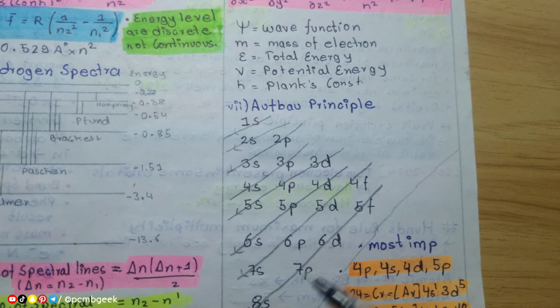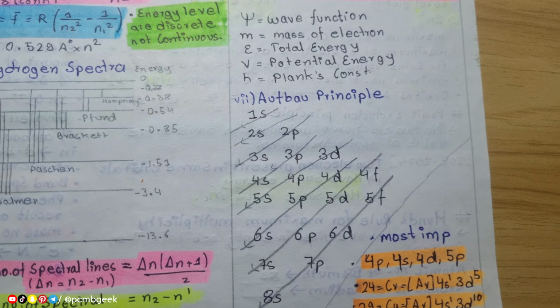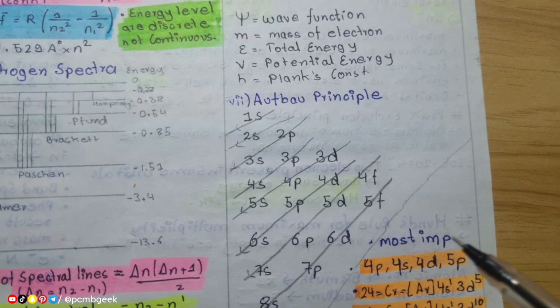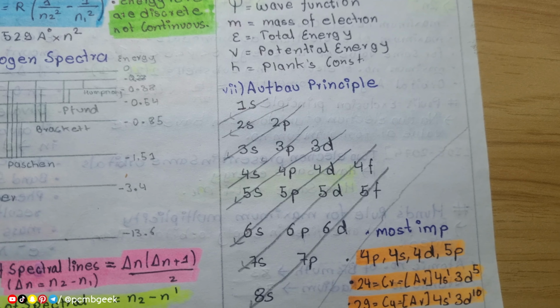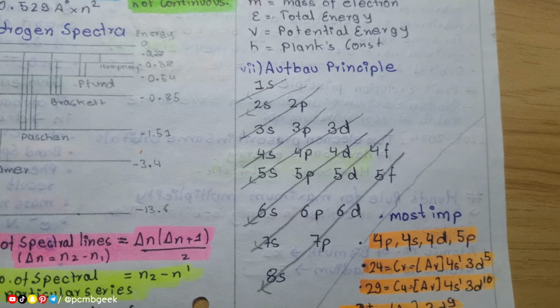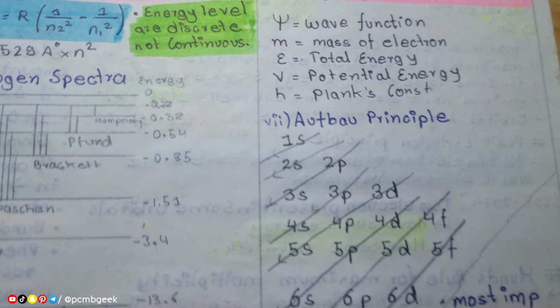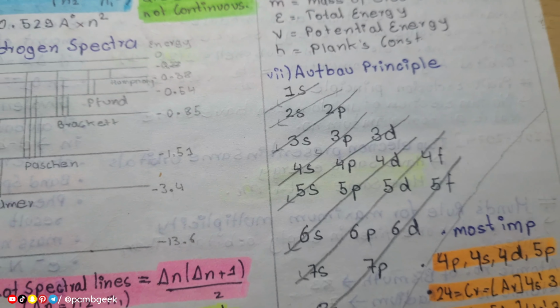Now, let us understand the electronic configuration of an element. What is the electronic configuration of an element? It is simply the arrangement of electrons in various shells, subshells, or orbitals. The following rules govern the filling of orbitals.